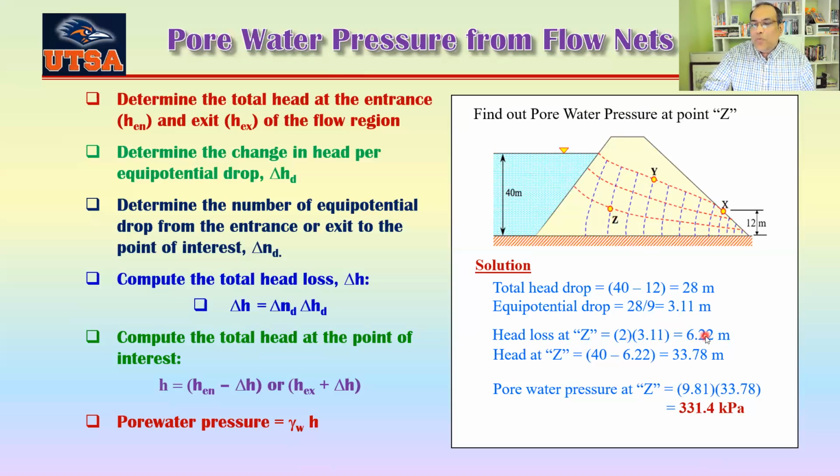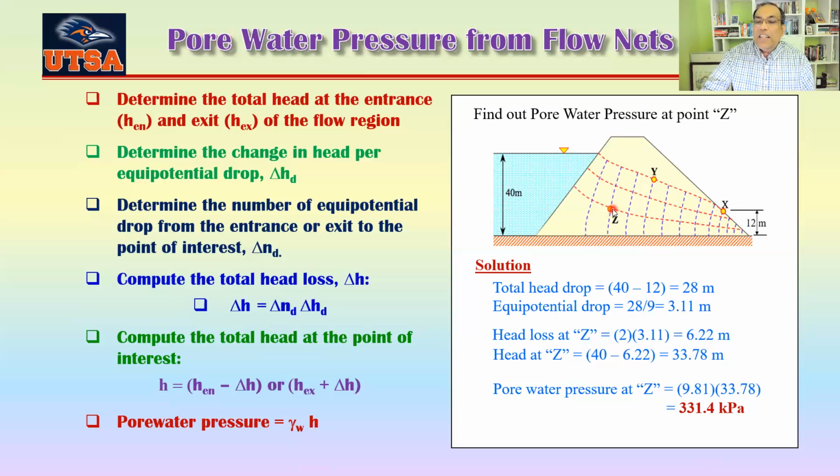So that's 6.22. So the head at Z here, that's 40 minus 6.22. Okay, you can also go from here, like 12 plus 1, 2, 3, 4, 5, 6, 7. 7 into 3.11. So you have to subtract if you want to go from that side. Okay, so the head at Z is 33.78 meter.